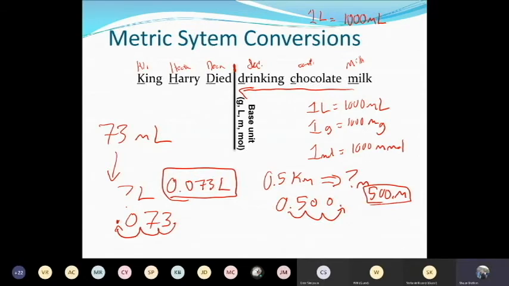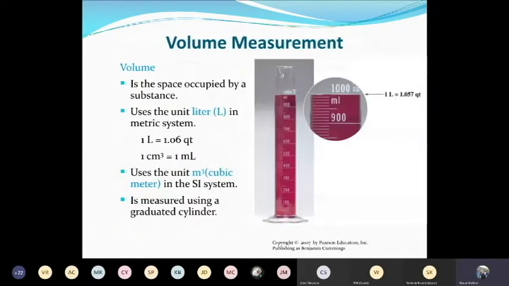Everybody understand that? All right. So that's about as simple as you can make it. That's what this chart's used for. It's basically a way to remember what direction to move the decimal place and how many places to move it.